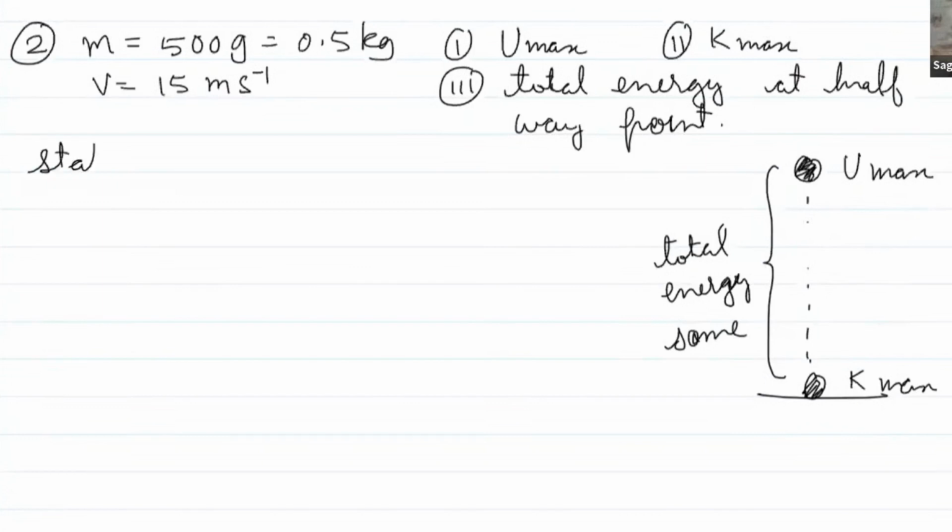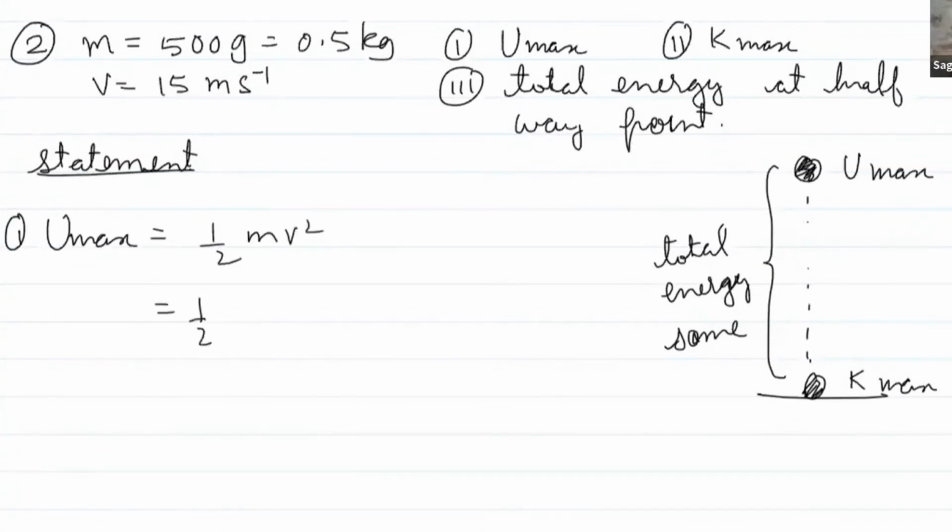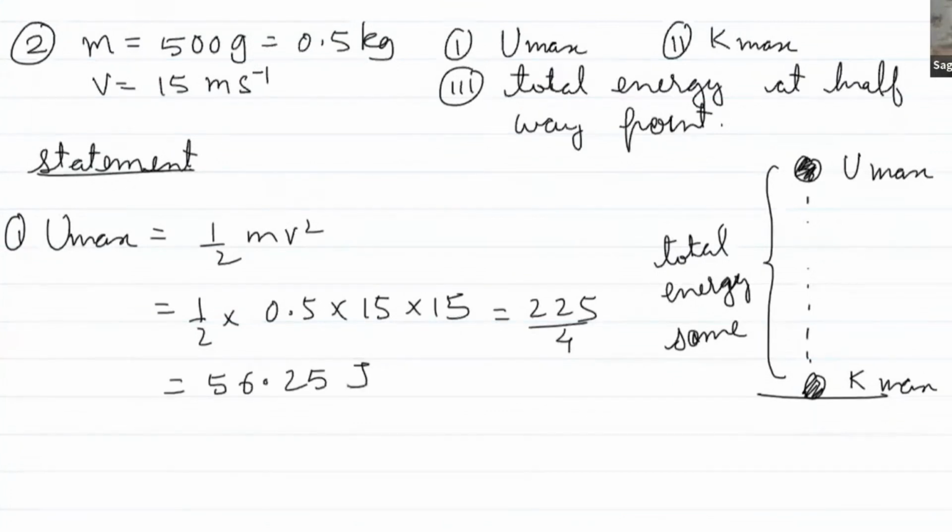So again, we write down that statement. Potential energy maximum, or potential energy at the top, is equal to kinetic energy on the ground because of conservation of energy. So potential energy maximum is half mv squared. That is half into 0.5 into 15 into 15. That is 225 upon 4. That is 56.25 joules. This is potential energy maximum.